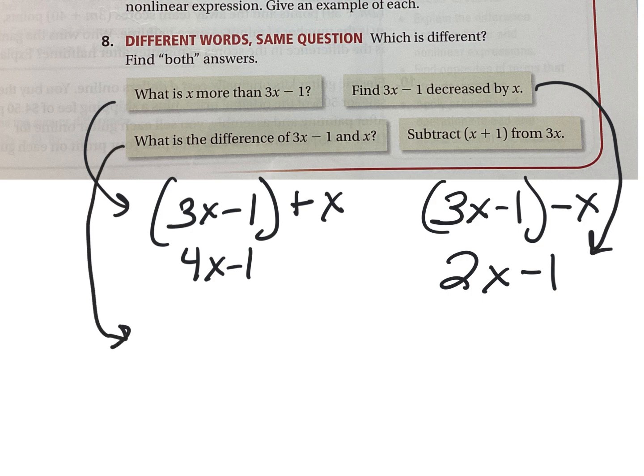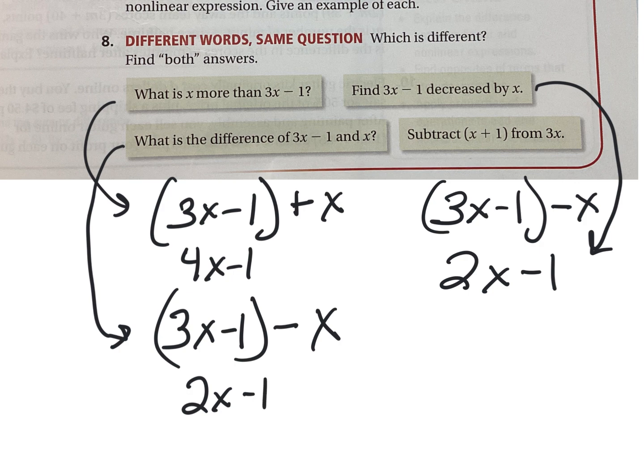Let's go down here. What is the difference of 3x minus 1 and x? So the difference, 3x minus 1, difference is always subtraction, so you're finding the difference between those two things. And that's going to be 2x minus 1. And then let's go here. Subtract x plus 1 from 3x. So we'll take 3x minus x plus 1.